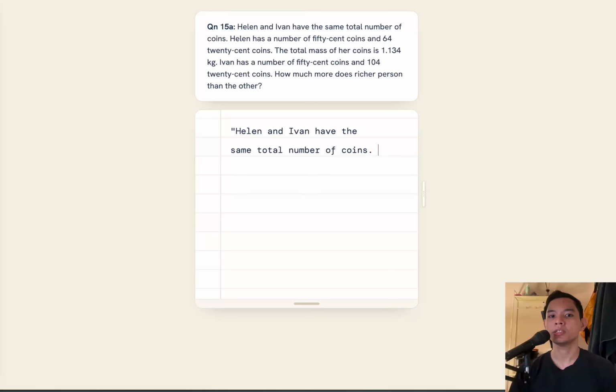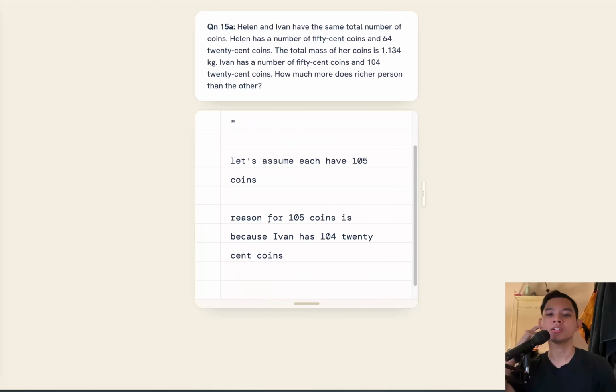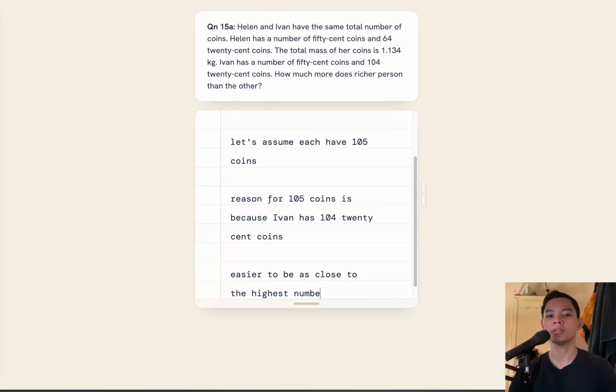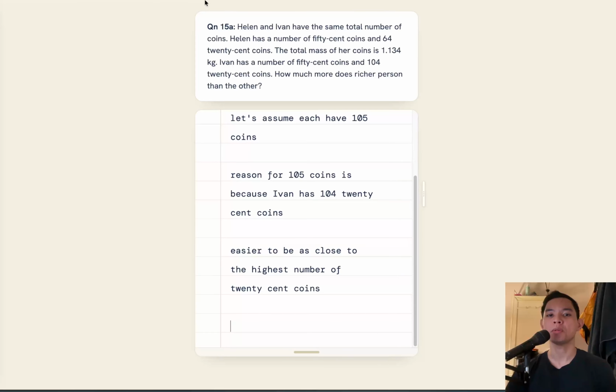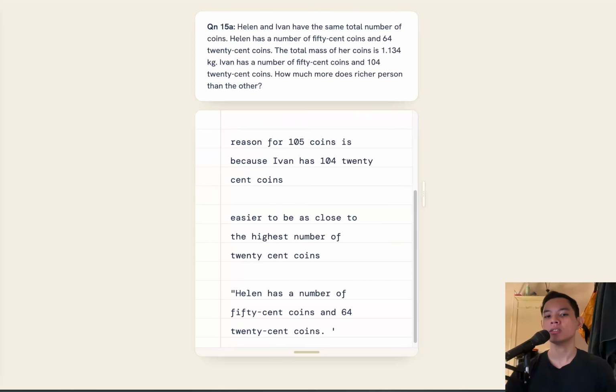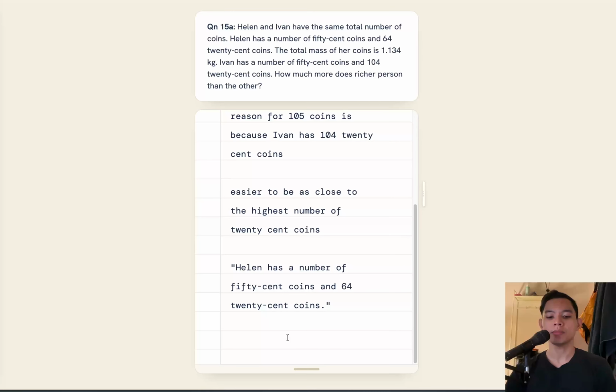Since the question says Helen and Ivan have the same total number of coins, let's assume each has 105 coins. The reason for 105 coins is that Ivan has 104 20-cent coins, so it's easier to be as close to the highest number of 20-cent coins. For Helen, we will put a number of 50-cent coins and 64 20-cent coins.